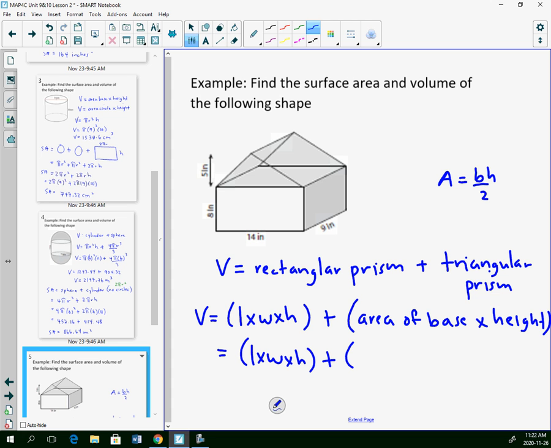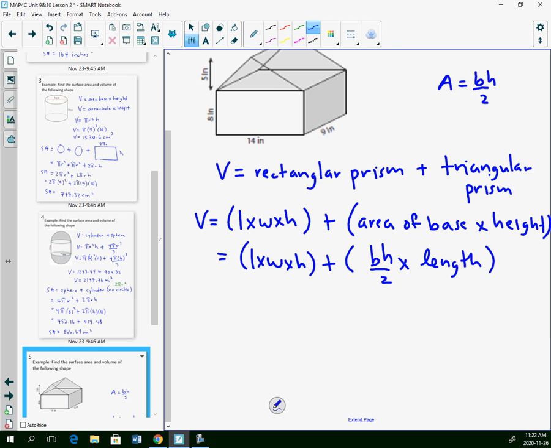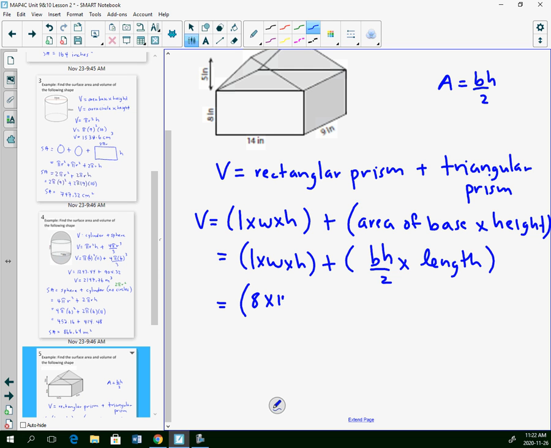And the base is a triangle, so base times height divided by 2 times, let's say, the length. Right, the length of this is the same as the height. So the dimensions of the rectangular prism are 8 by 14. That looks like a 9. And then the triangle, well, the base of the triangle is 14, and the perpendicular height is 5.